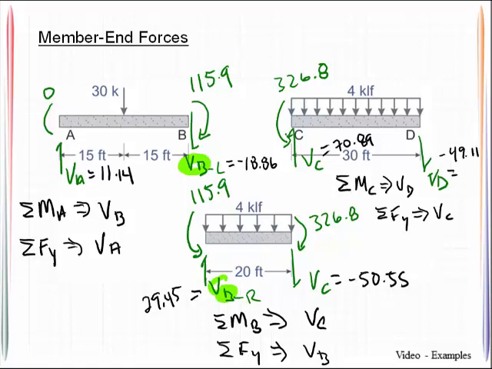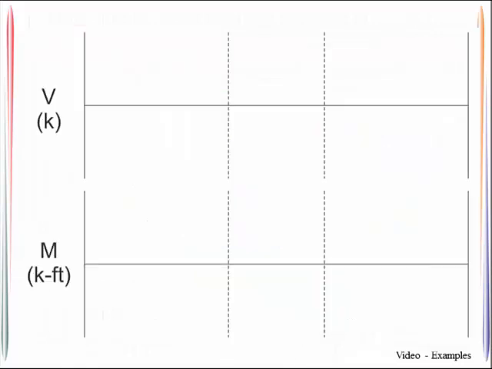And what I want you to do is just think of each of these as being a separate member. Generate the shear and moment diagram for each of those independently. So this is what I'm going to do. You should know how to generate shear and moment diagrams proficiently at this point. So I'm simply going to begin sketching these up here.